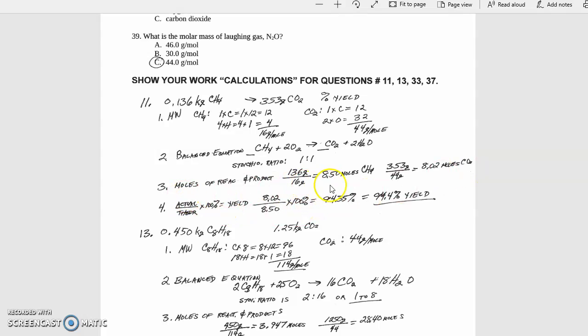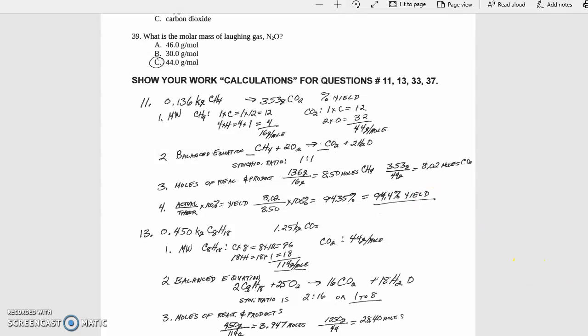So the actual, this is what you actually got. This is the theoretical. So the actual divided by the theoretical times 100% gives you your yield, right? That's a basic equation you do need to know. So the actual 8.02 divided by 8.50 times that 100% gives you 94.35%. We've only got 3 significant figures, don't we? So we round that up, because that's a 5, to 94.4% yield. And that's why that was the correct answer there.